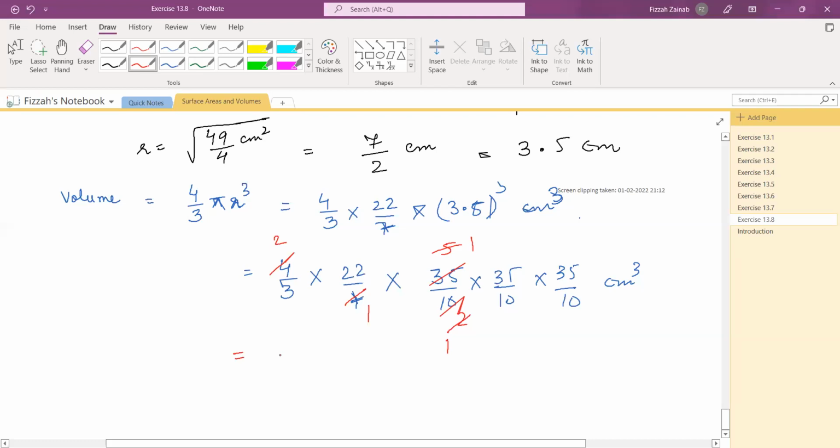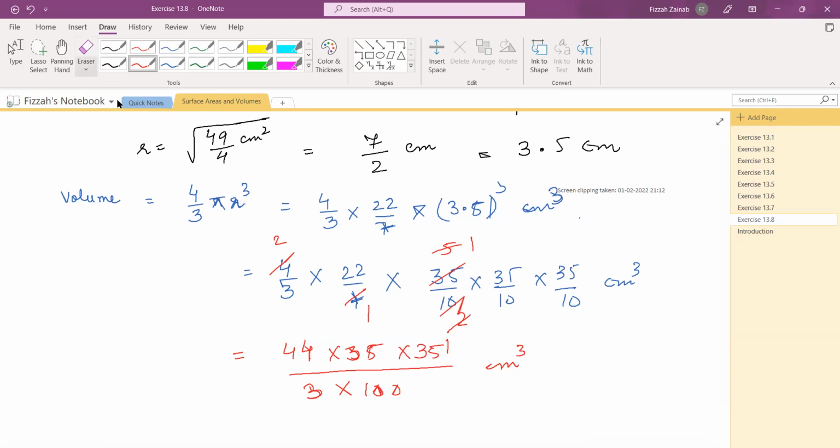Anyway, so in the numerator, I have now 44 into 35 into 35 and divided by 3 into 100, centimeter cube. So please now multiply the numerator and tell me. Okay, this is 35 only. Now please multiply and tell me what are you getting.